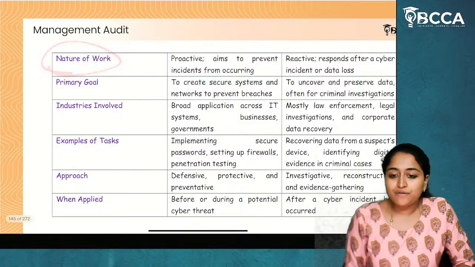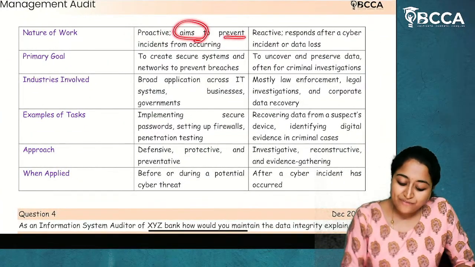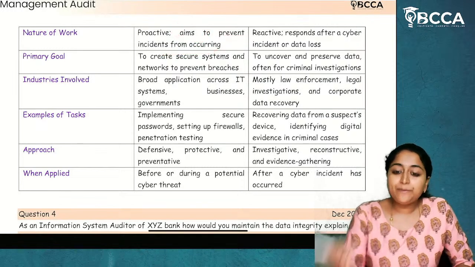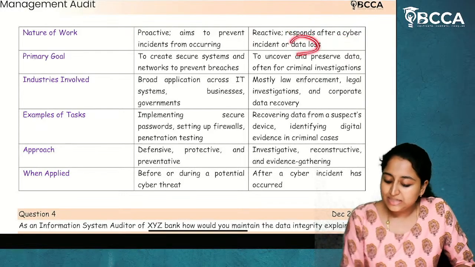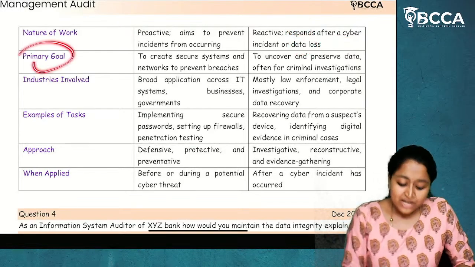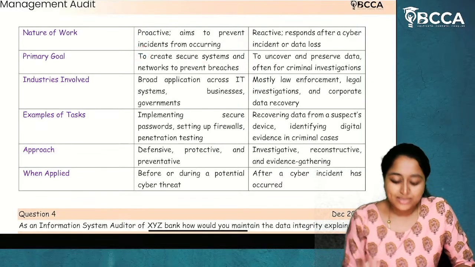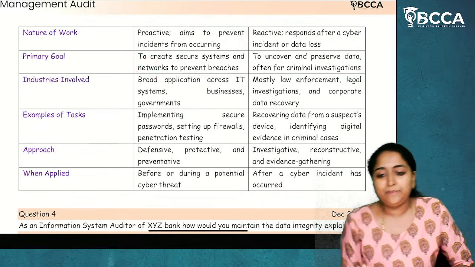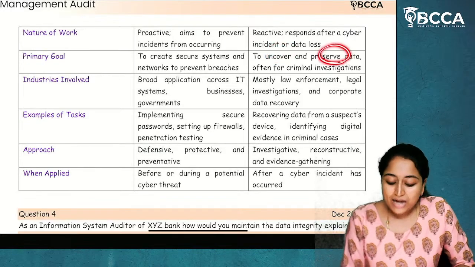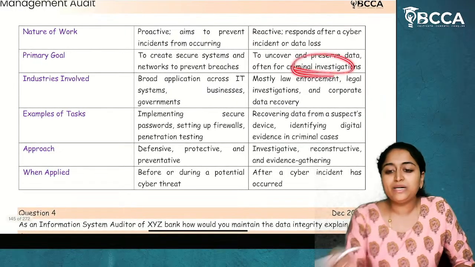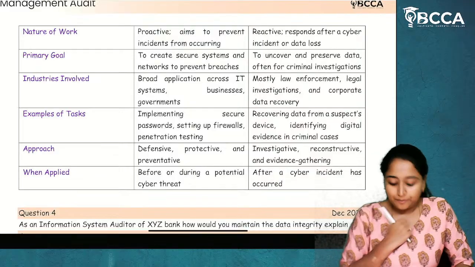Now, what is the nature of work? Cyber security is proactive, aims to prevent incidents from occurring, whereas computer forensics is reactive, a response after a cyber incident or data loss. Primary goal of cyber security is to create secure systems and networks to prevent the breaches, whereas computer forensics aims to uncover and preserve the data, often for criminal investigation. So after crime has happened, we are trying to preserve our data.